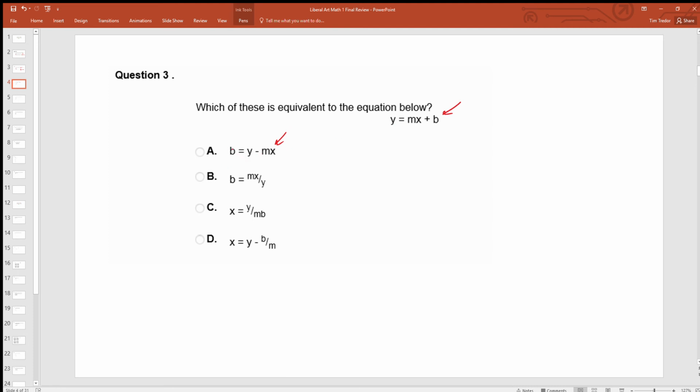So the way they're different is the b's isolated. So in here, if I wanted to get the b by itself, I would subtract mx from both sides. And I get y minus mx equals b, which is the same thing as b equals y minus mx, which is this equation. So I can select A and be done with the question. I don't need to worry about these other ones. If it were a select all, then I would have to try that with each one of them, but since it's which of these, then select the one that works, and you're done.